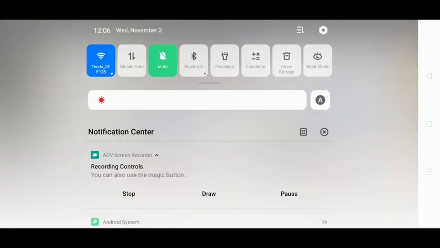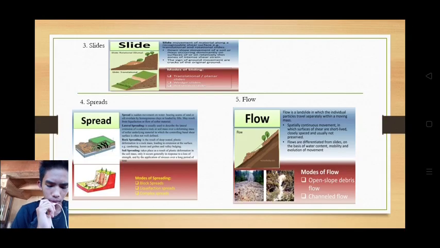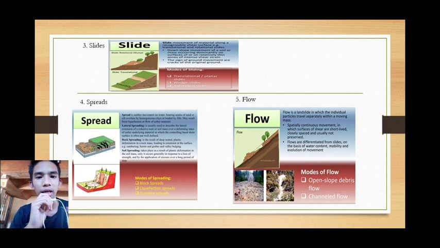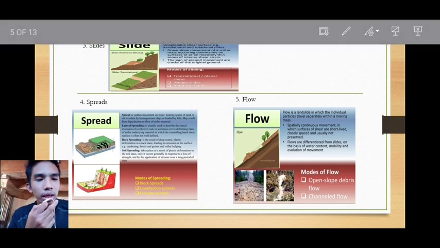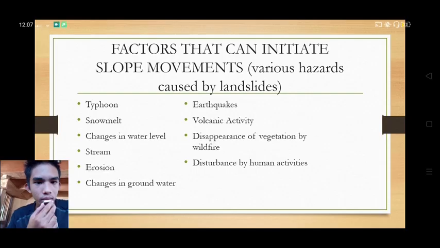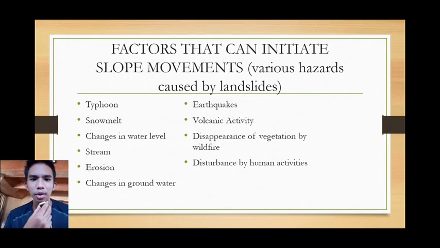And next, there are factors that can initiate slope movements, or the various hazards caused by landslide. The first one is typhoon. Typhoon can cause landslide, especially a strong typhoon.